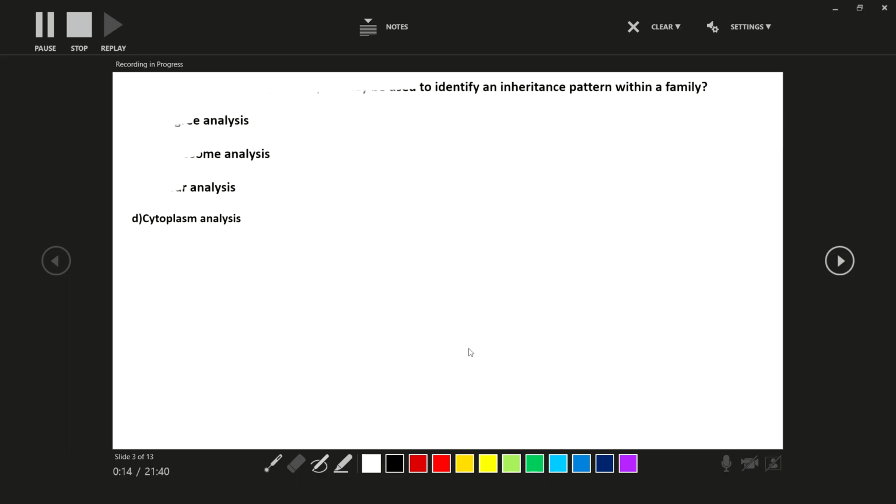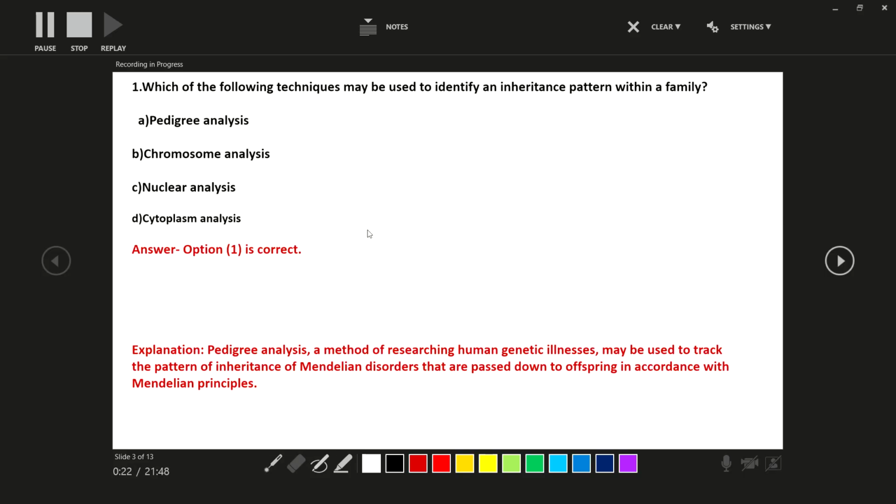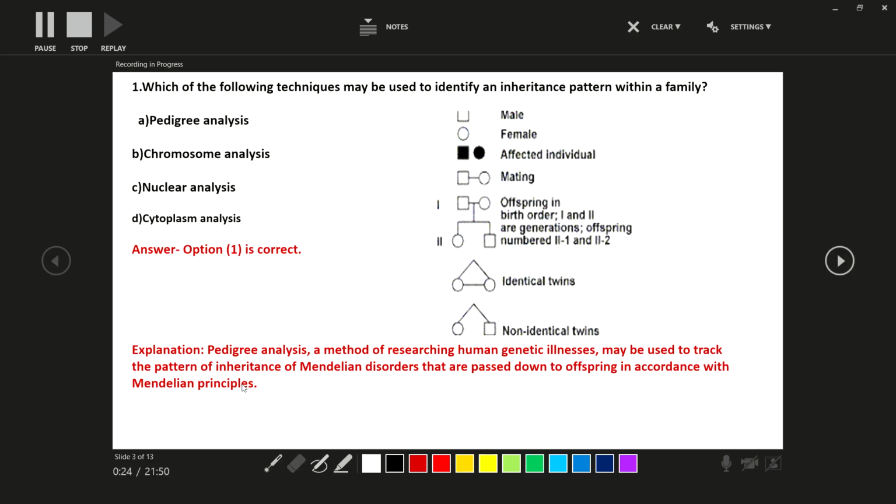Let's see this slide. Which of the following techniques may be used to identify an inheritance pattern within the family? Pedigree analysis. Answer has come already. Pedigree analysis is a method of researching human genetic illness, and may be used to track the pattern of inheritance of Mendelian disorders that are passed down to offspring in accordance with Mendelian principles. In the pedigree analysis, you can see the symbols given to male and female.